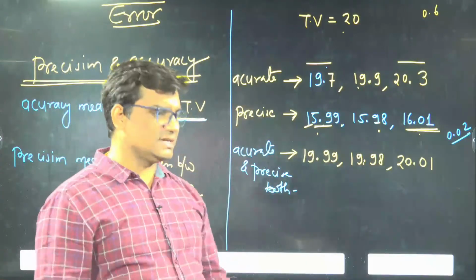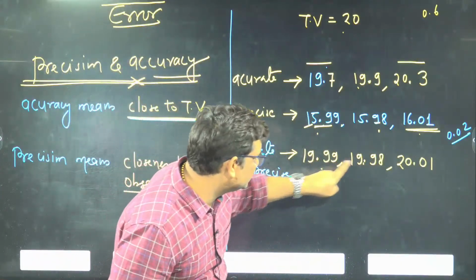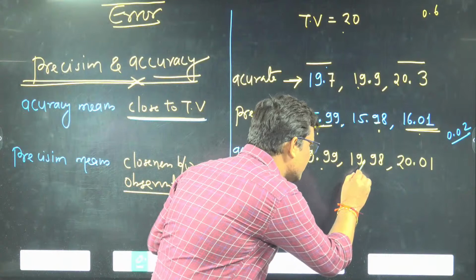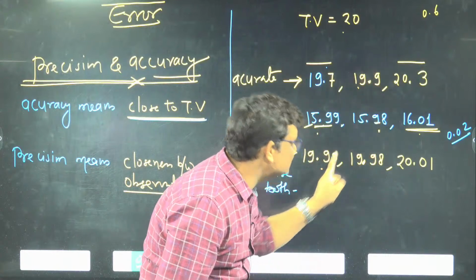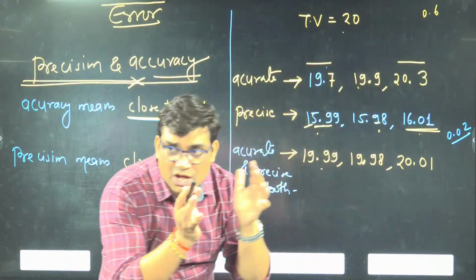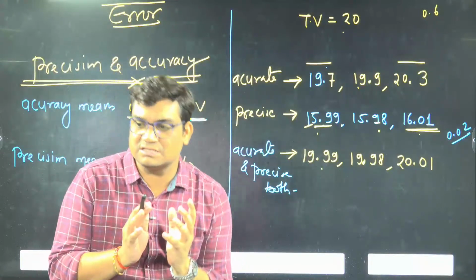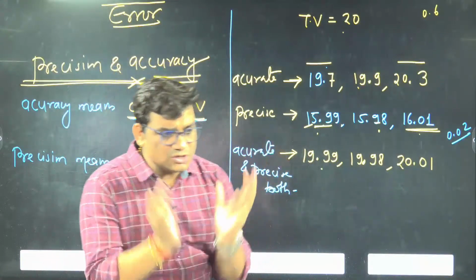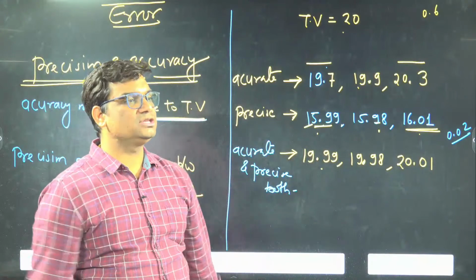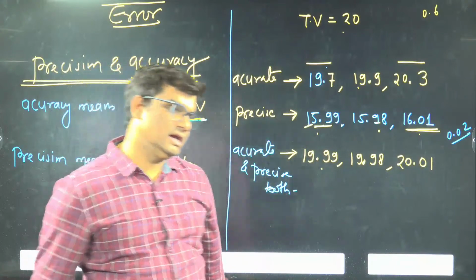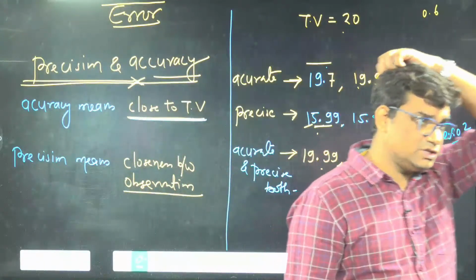Like in this case, you can say that these readings, whatever he is taking, are close to true value also, as well as readings are also very close. When readings are consistent with each other, very close to each other, that reading is known as precise reading. Clear? I hope you got the meaning of precision and accuracy.